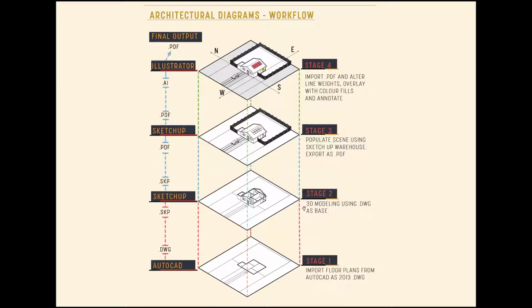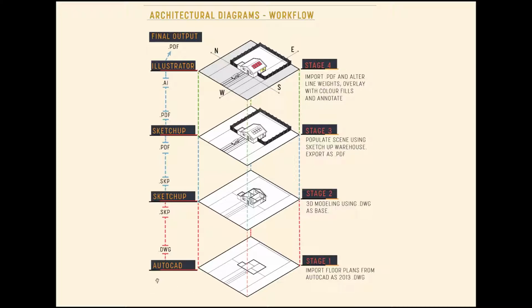into SketchUp. And then after that, what we do is we model the floor plans and the structure of the building. Then lastly, we will populate the scene, so that just means adding more 3D models that are already made in the warehouse. And then after we've done that, we do the last step, which is overlaying our diagram elements. So it's filling in with various colors, changing line thicknesses, and adding annotations.